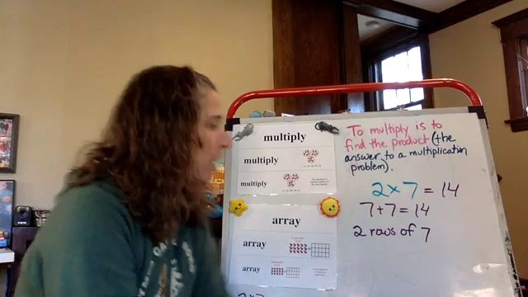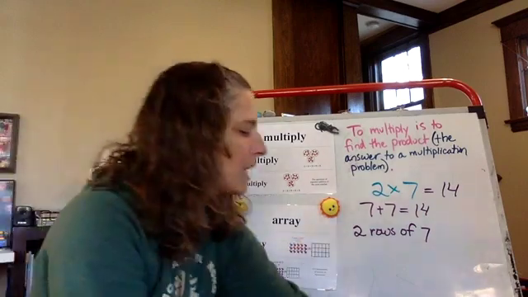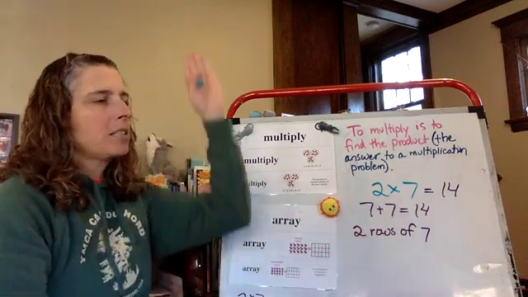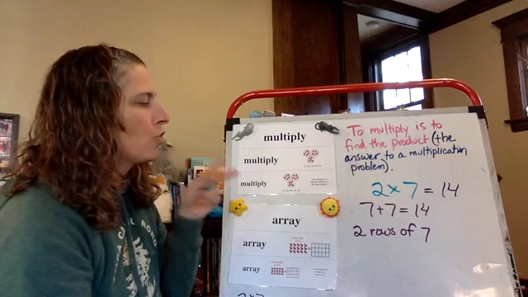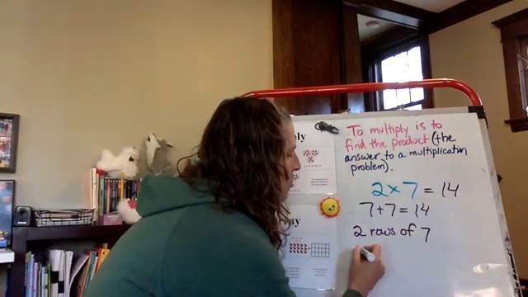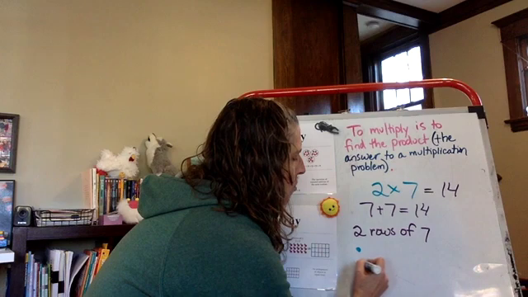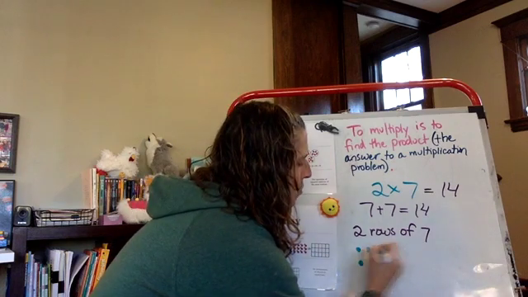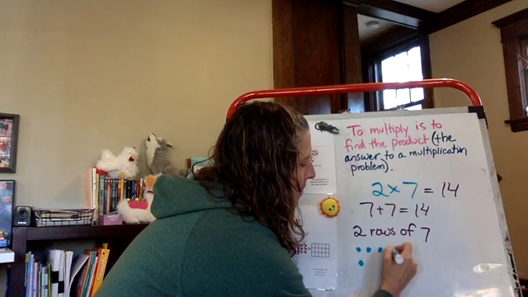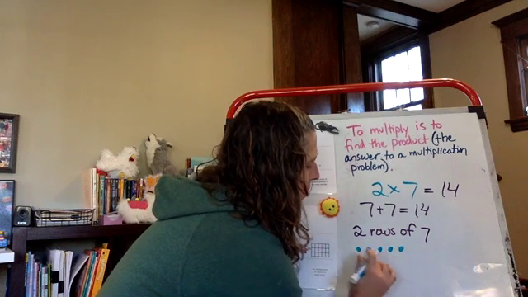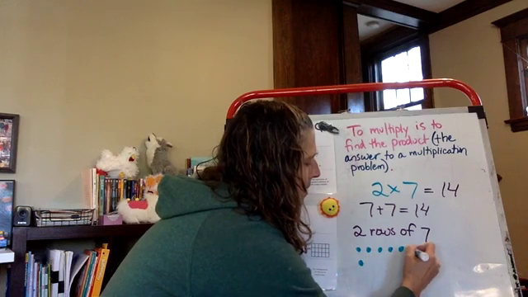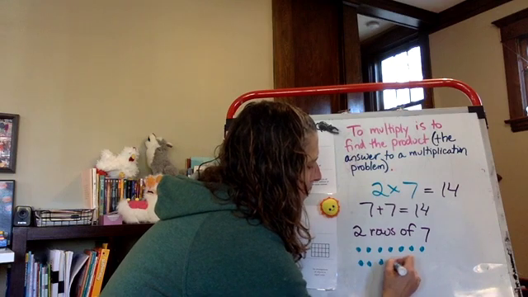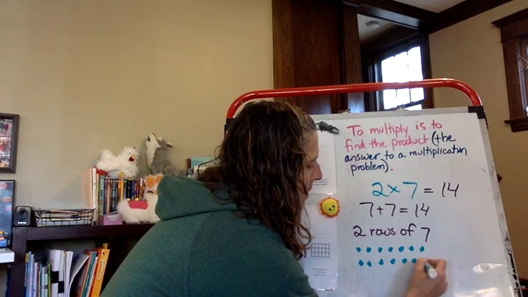Now if I want to draw an array of 2 rows of 7, it would look like this. Remember, rows go straight across, columns go up and down. So I want to have 2 rows of 7. I'm going like this to start making my rows first, so I know that I have 2 rows going across, and then I'm going to make each one of 7. Once again, you have to be careful. 1, 2, 3, 4, 5, 6, 7, 2, 3, 4, 5, 6, 7.